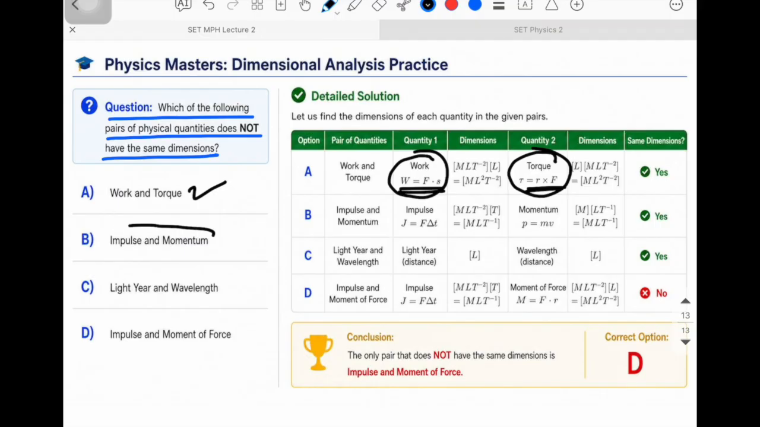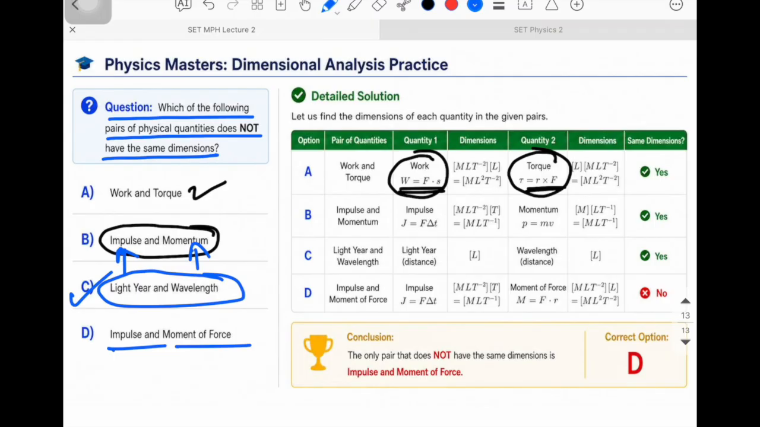Next, impulse and momentum. Impulse is actually force into change in time, but if you know the concept of impulse, impulse is final momentum minus initial momentum. That is the change in the momentum. So impulse has the dimension of momentum, and momentum also has the dimension of momentum. So both have the same dimension. Okay. Now light year and wavelength. We know that light year represents length and wavelength also represents length. So this also has the same dimension.